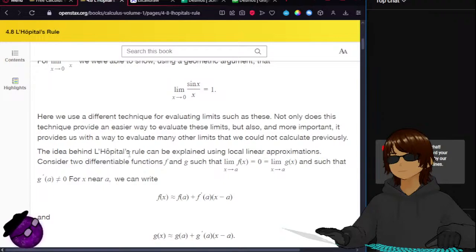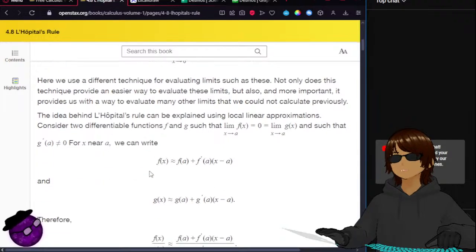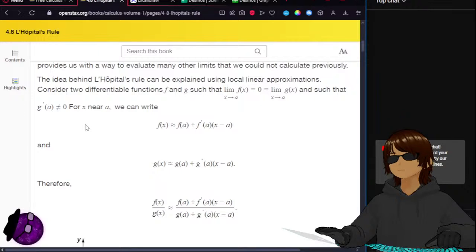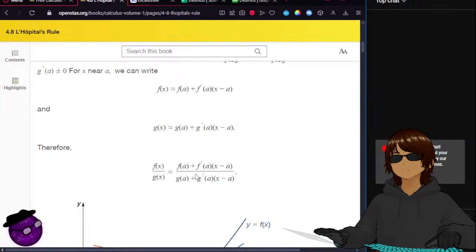The idea behind L'Hopital's rule can be explained using local linear approximations. Consider two differentiable functions f and g such that the limit of f of x as x approaches a is 0 and the limit of g of x as x approaches a is also 0, and such that the derivative of g at a is not 0. For x near a, we can write f of x is approximately equal to f of a plus the derivative of f at a times x minus a, and the same thing for g of x. Therefore, we can divide them.